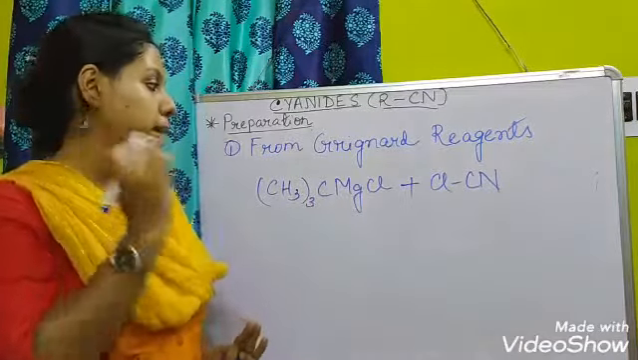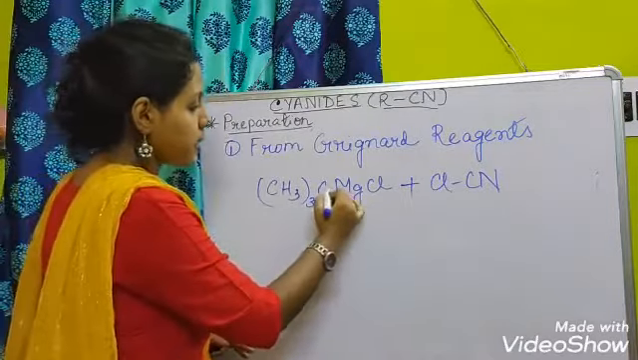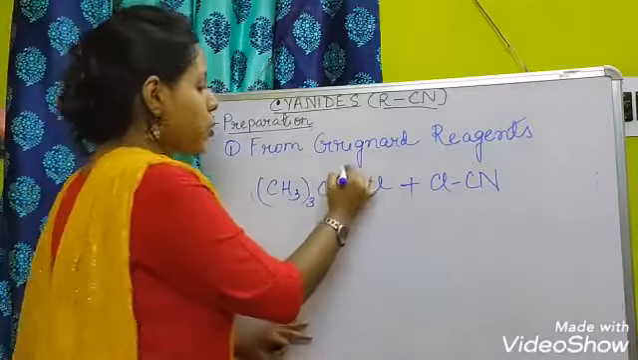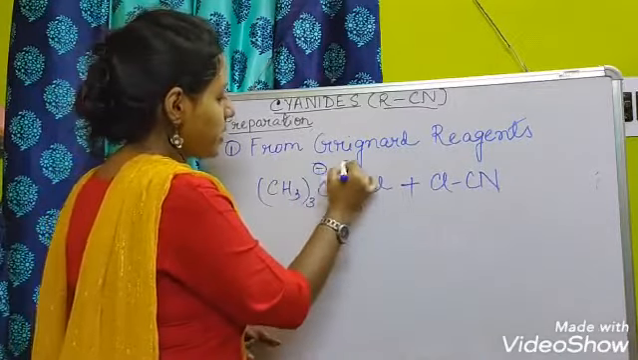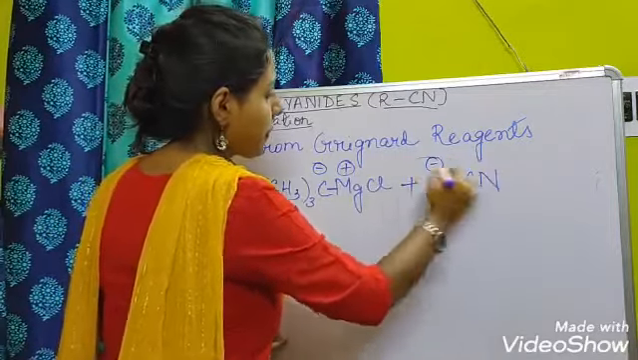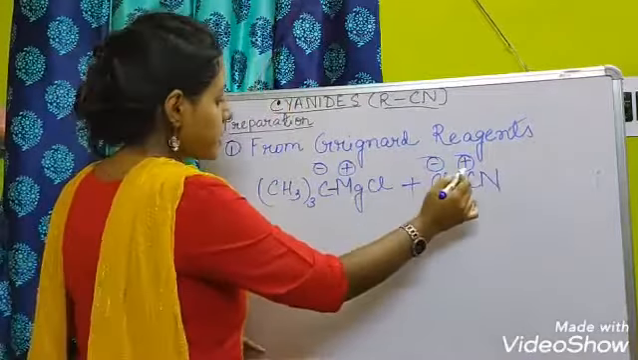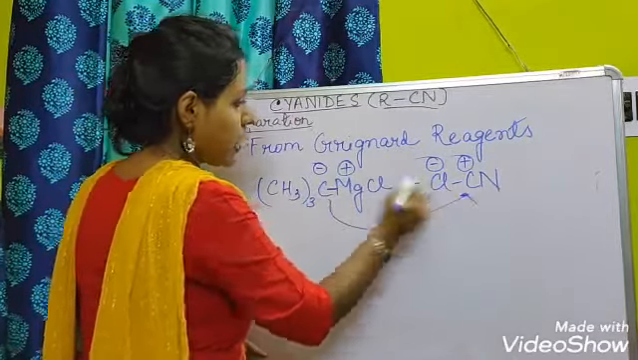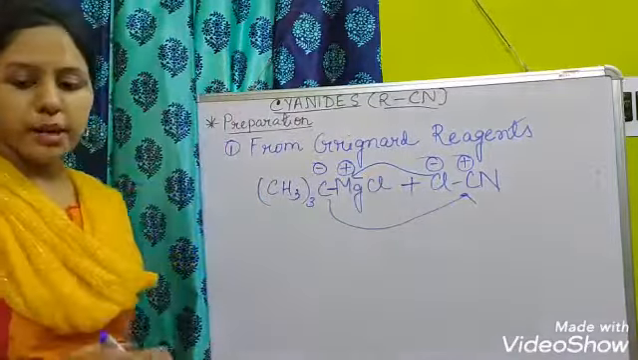What will be the mechanism? In this case, this is the organometallic bond. This is the metallic part, so one plus charge is there, and this is the organic part, so minus charge will be there. And in cyanogen chloride there will be one negative charge and one positive charge. First of all, this negative charge carbon will be added to the cyanide and Cl minus will be added to the magnesium.